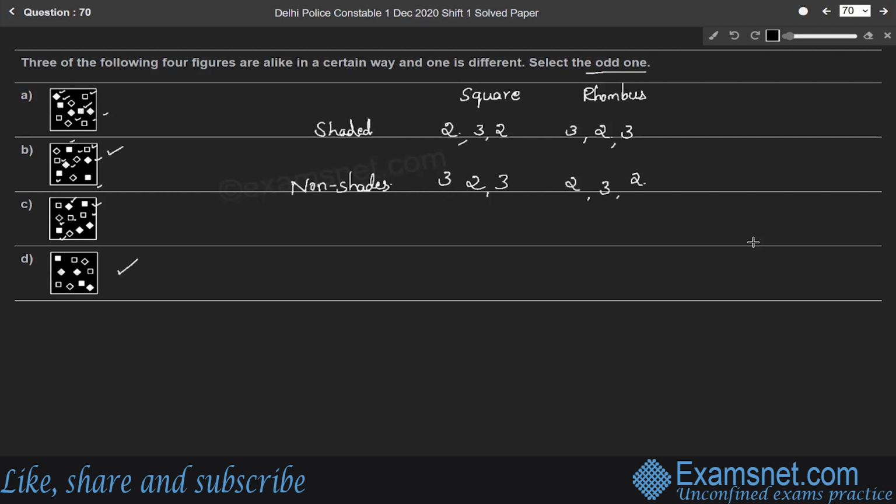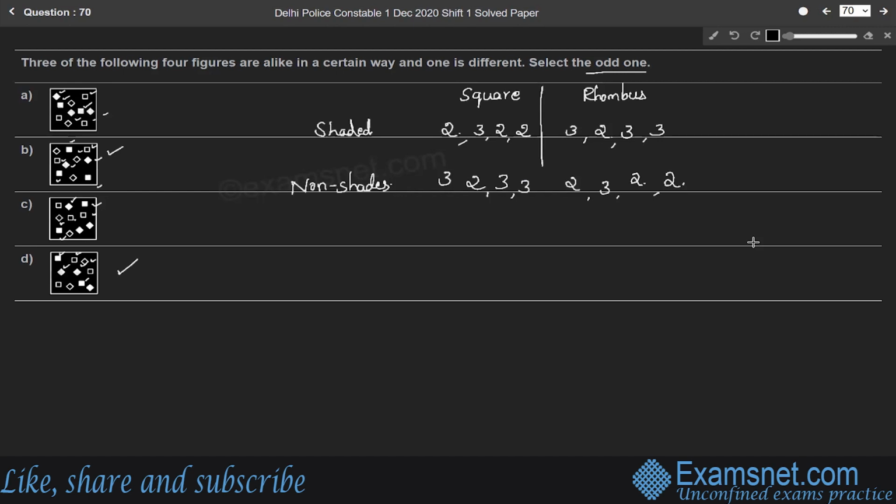Option D. Squares which are shaded 1, 2. 2 squares are shaded. 1, 2, 3 squares are non-shaded. Rhombus shape. Shaded rhombus are 2, not 2, it is 3. And 1, 2 rhombus shapes are non-shaded.